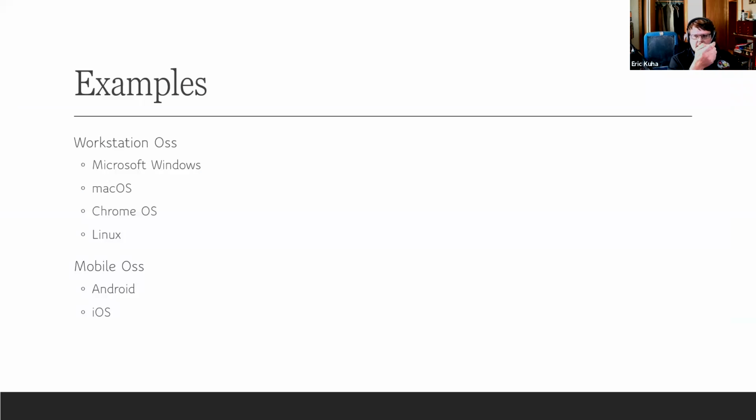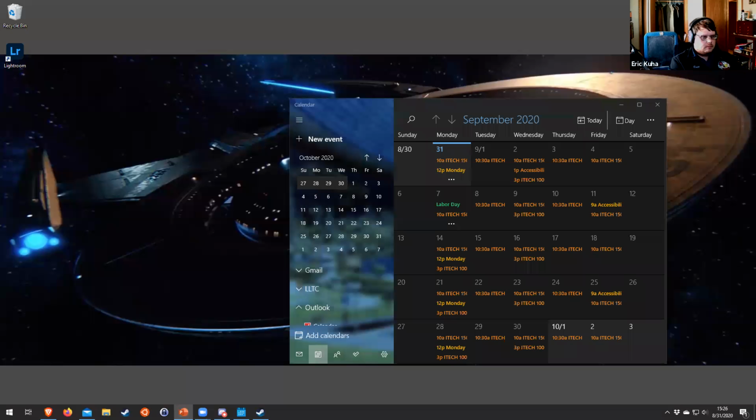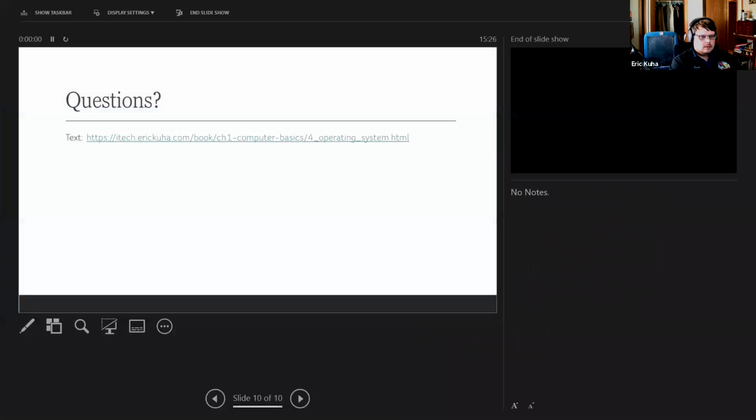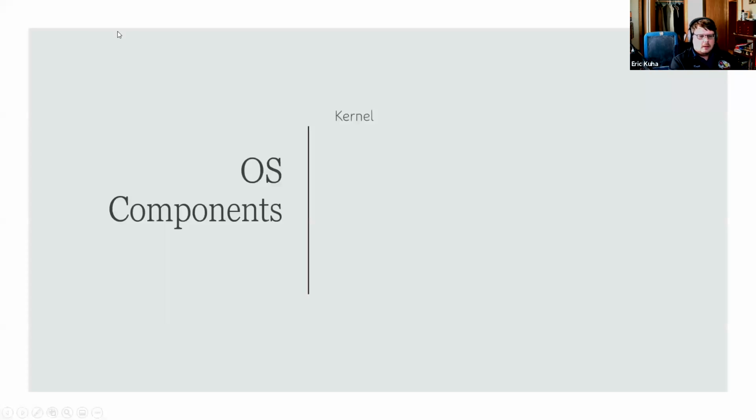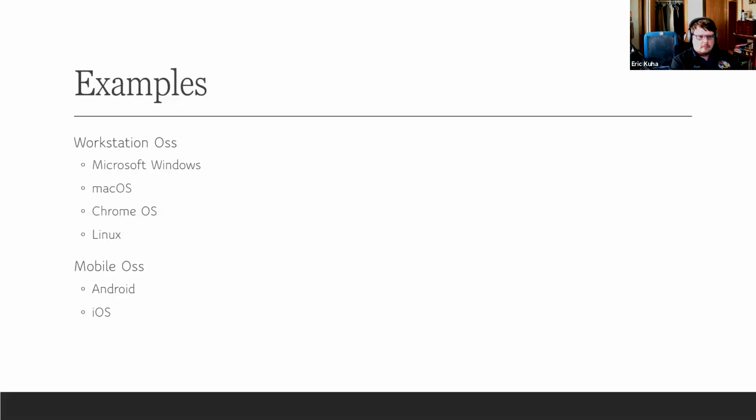So here are our big examples. There are hundreds and hundreds of operating systems available on the market these days, but these are the biggest ones. These are the ones with the largest market share. For your workstation OS, you have Windows, Mac OS, Chrome OS, and Linux.